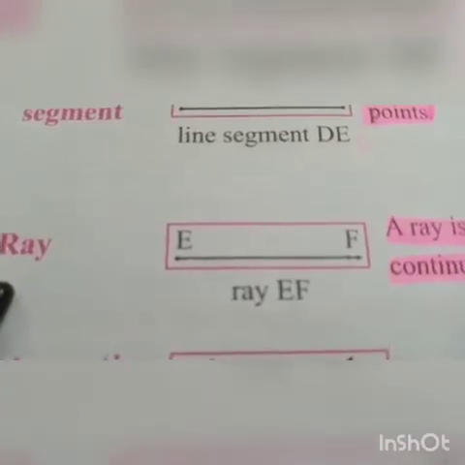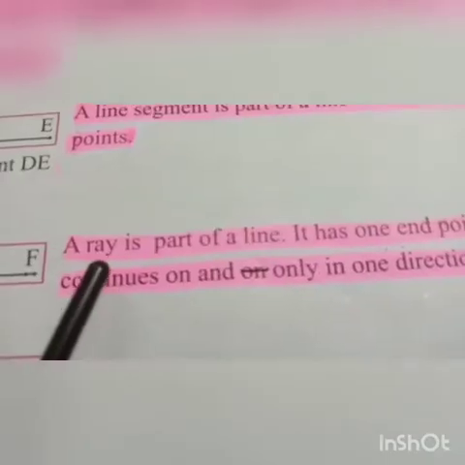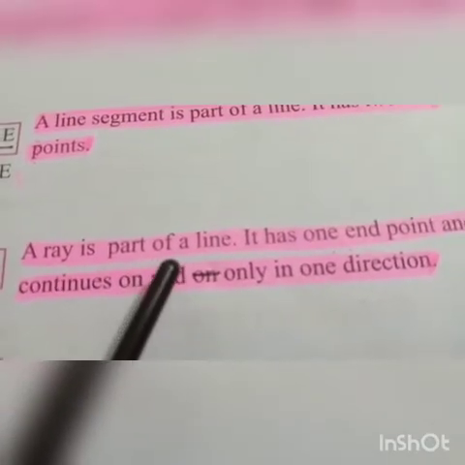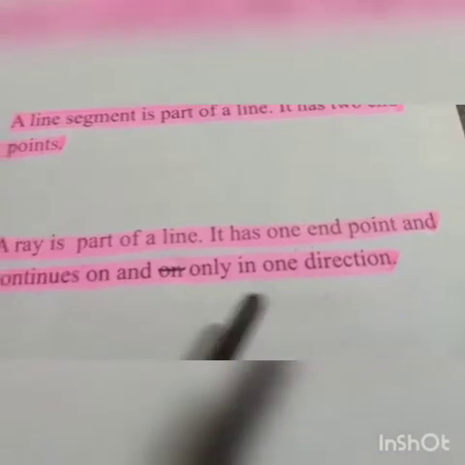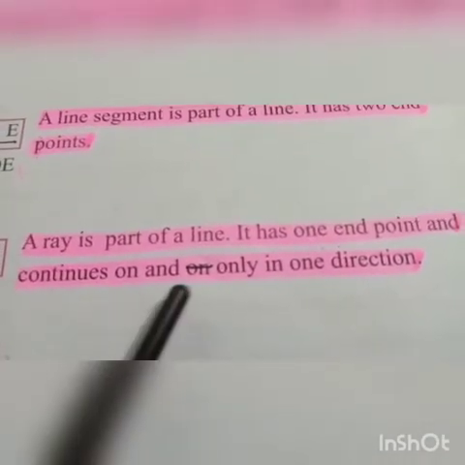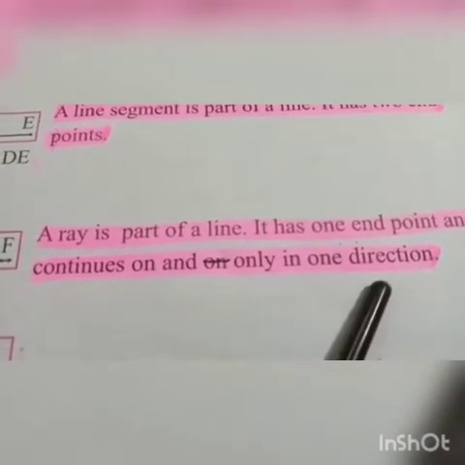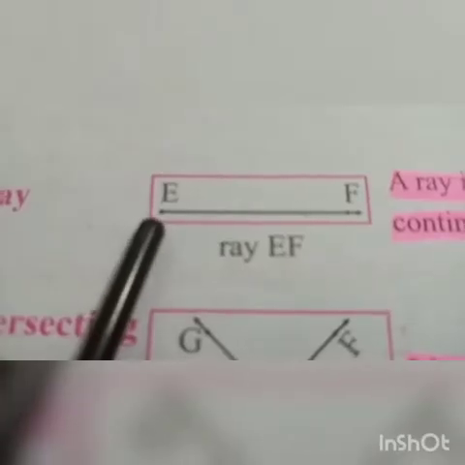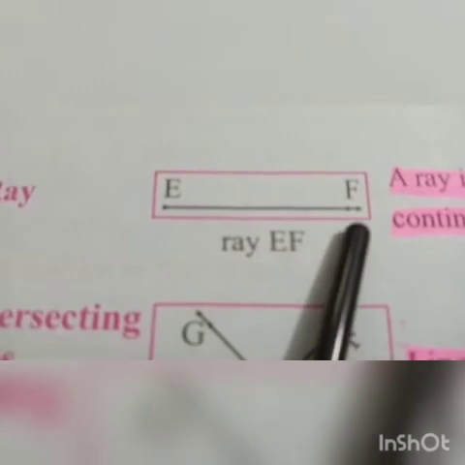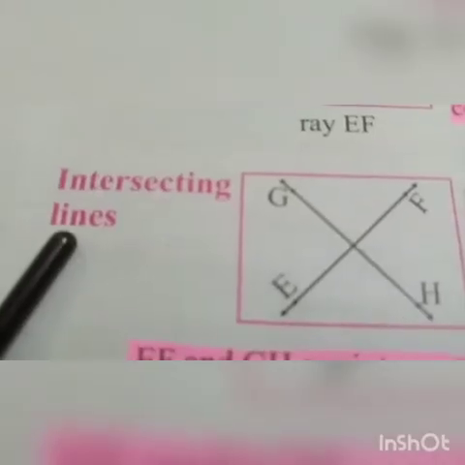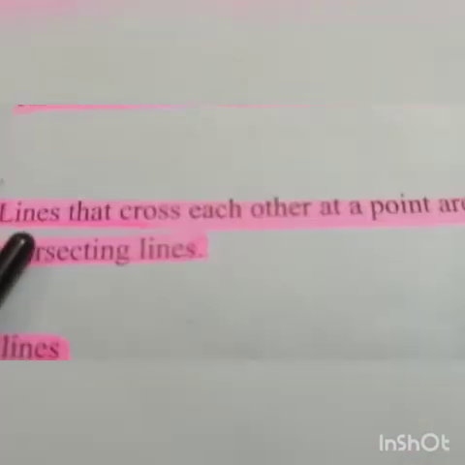Now we will learn about ray. A ray is a part of a line. It has one endpoint and continues on and on only in one direction. As you can see in this figure, it has one endpoint and on the other end there is a small arrow.